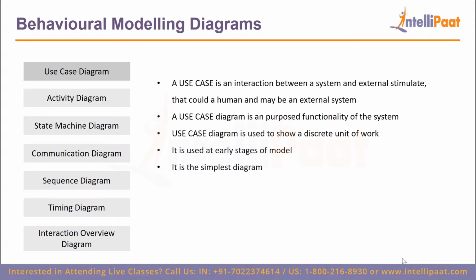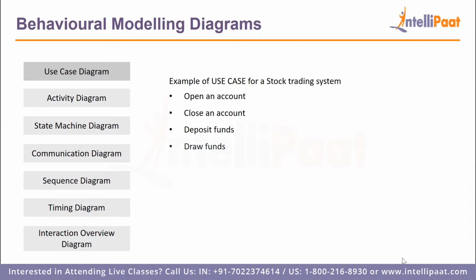So a use case is an interaction between a system and an external stimulus. That could be a human or maybe an external system. Also, a use case diagram shows the proposed functionality of the system, and it is used to show a discrete unit of work. Also, it is used at early stages of modeling, and it is the simplest diagram. Now an example of use cases for a stock trading system can be opening of an account, closing of an account, deposit of funds, and withdrawing of funds.